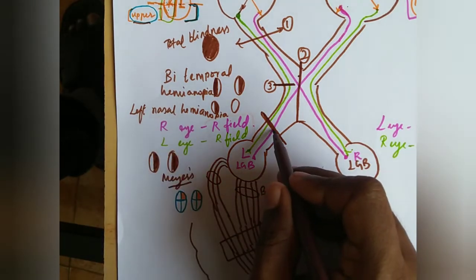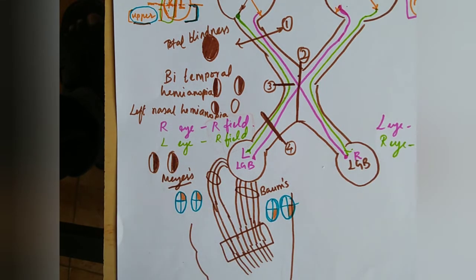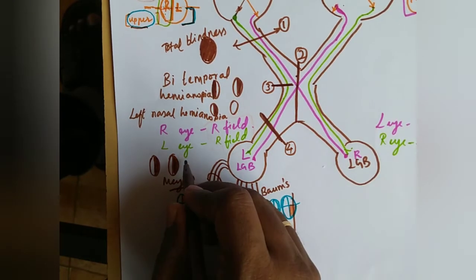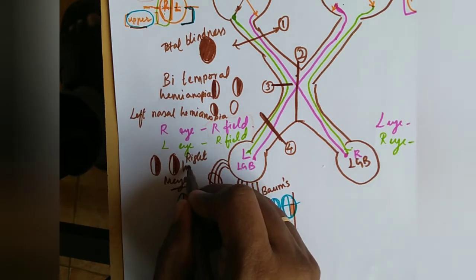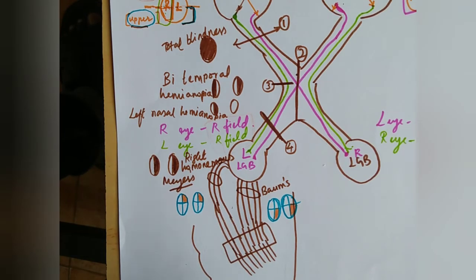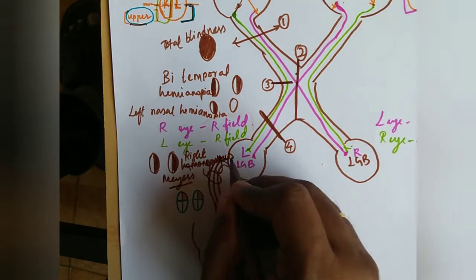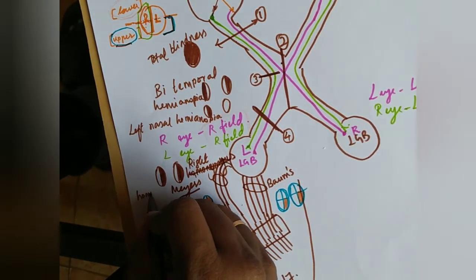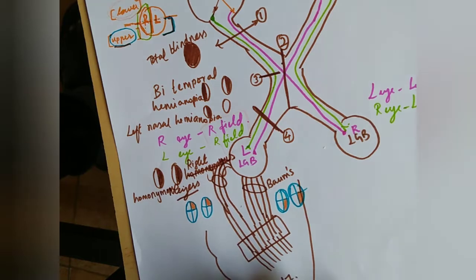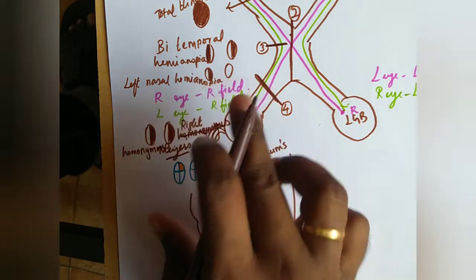Okay, so in this kind of lesion, which is the fourth type of lesion, we have right homonymous hemianopia. Okay, this is the right homonymous hemianopia. Okay, that is about the lesion which is happening in the optic tract.